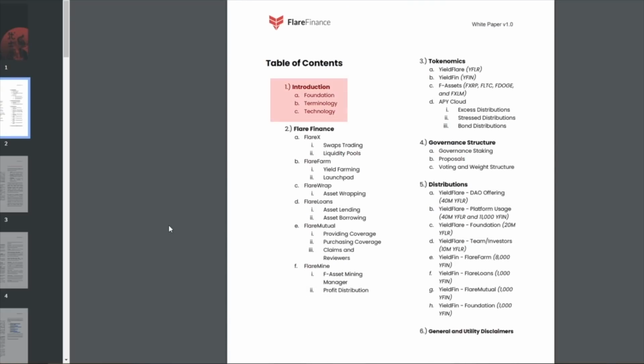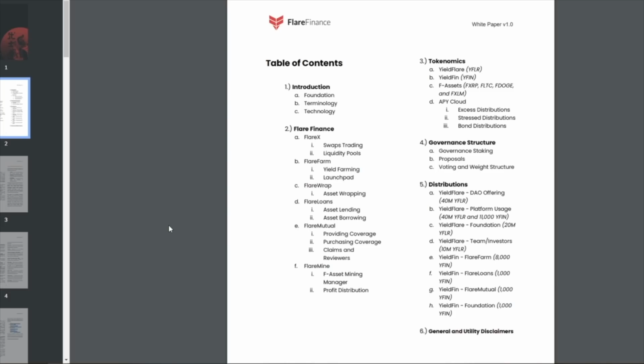Now today, we are going to look at the introduction section. In the subsequent videos, we will be getting to the meat of the white paper, but for this one, it's a great opportunity to understand some of the terminology and what the Flair Finance team are looking to build. Let's get started.